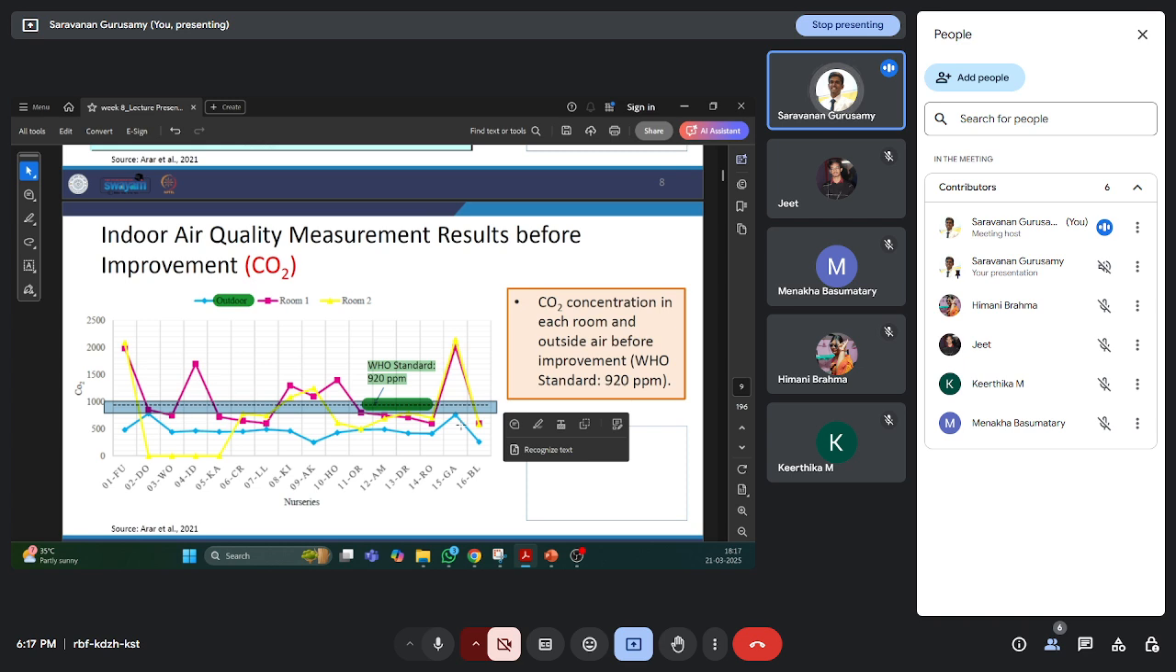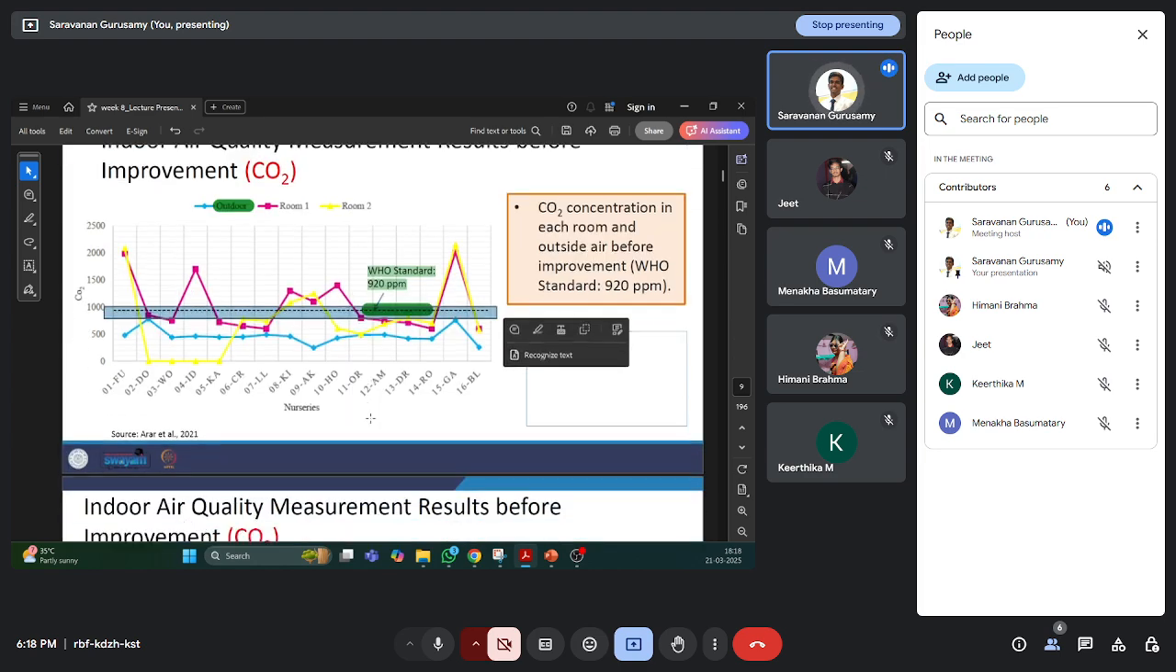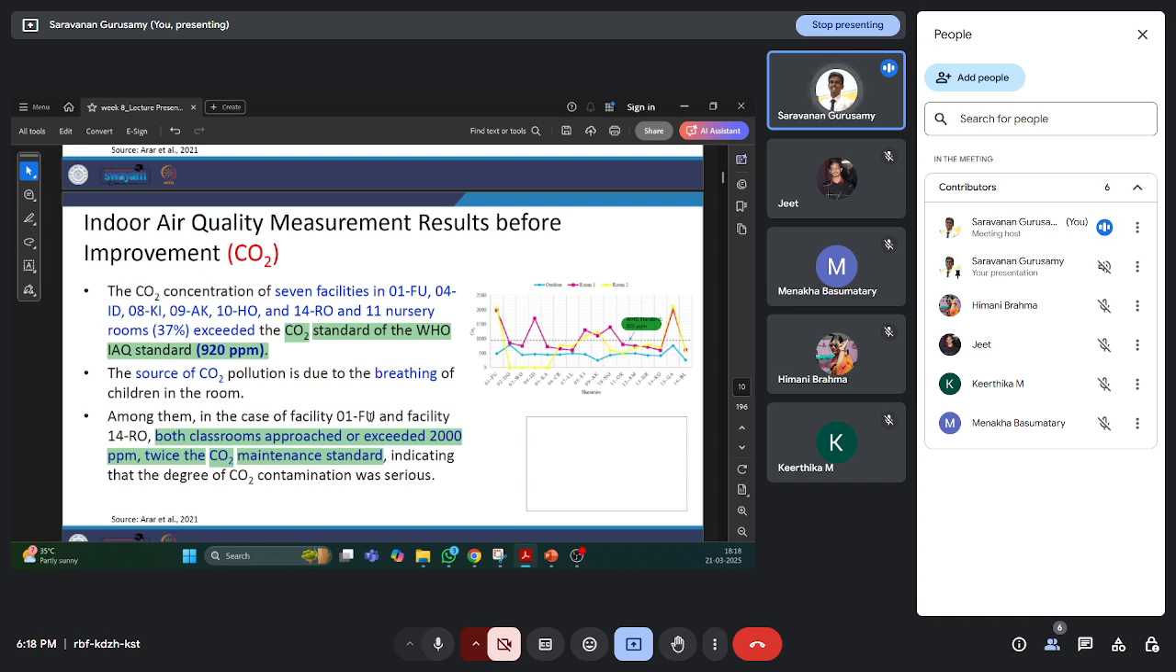So it is good. Outside is good, but inside, if you see the pink and yellow dotted lines, most of the time that is above the standard limits. So you can think why the carbon dioxide is more inside the nursery rooms compared to the outdoor air quality. As I mentioned, the carbon dioxide standard prescribed by WHO was 920. The source of carbon dioxide is the breathing of the children, because we consume a lot of oxygen and we emit the CO2.